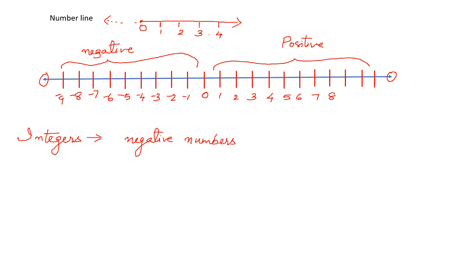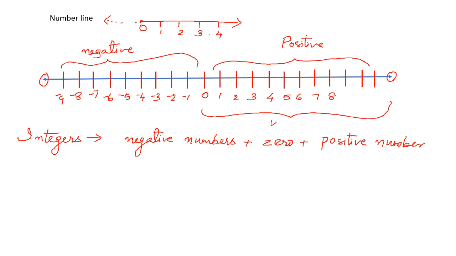plus 0 plus positive numbers. Or in other words, when you say this 0 and the positive numbers all together, we call this the whole number system. And with the whole number system, we are adding the negative numbers also. So whole numbers along with negative numbers form the integers.